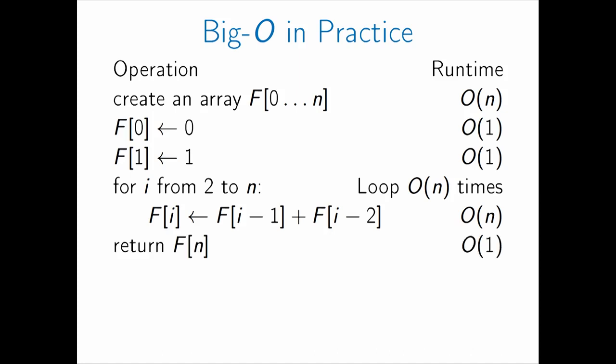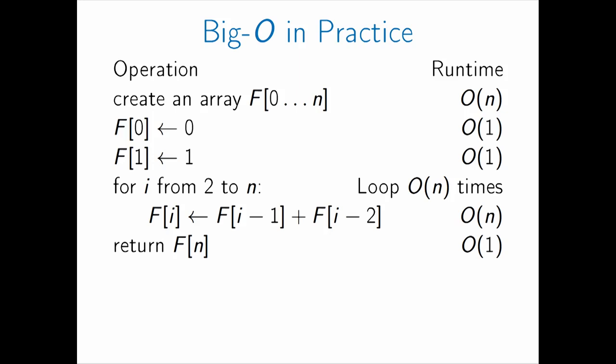Finally, we have a return step, which is a pointer arithmetic, an array lookup, and maybe popping up the program stack. And it's not quite clear how much work that is, but it's pretty clear that it's a constant amount of work. It doesn't become worse as n gets larger. So that's O of 1 time.